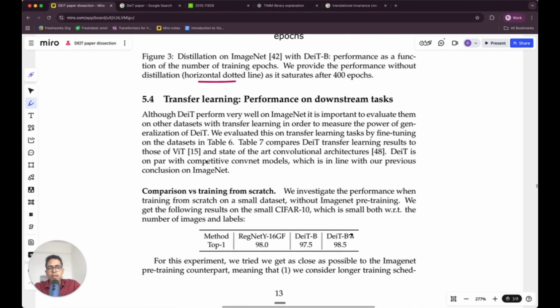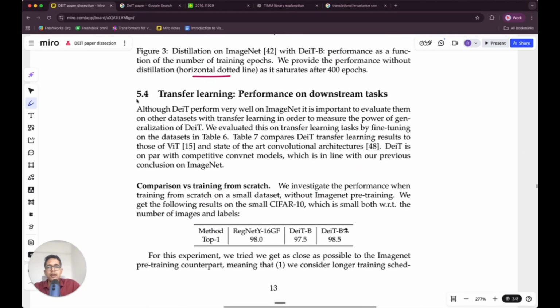Figure 3 we have looked at. See, we are almost close to wrapping up the paper. Transfer learning, performance on downstream tasks. Although DeiT performs very well on ImageNet, it is important to evaluate them on other datasets with transfer learning in order to measure the power of generalization of DeiT. Because it is not just enough that your model works really well on one dataset, because if your model is truly good, it should also work for other datasets after fine-tuning.